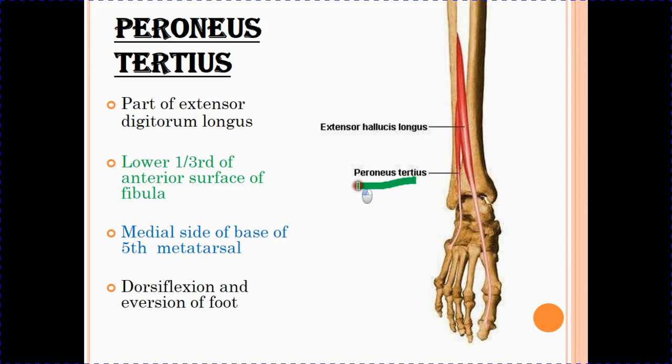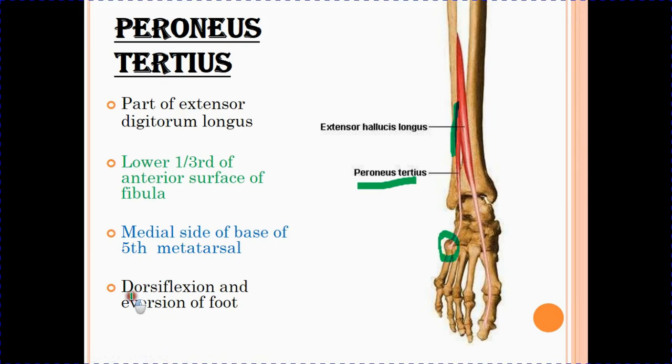The peroneus tertius muscle arises from the lower 1/3 of the anterior surface of the fibula. This is the lower one third of the anterior surface of the shaft of the fibula. It gives origin to the peroneus tertius. The tendon of the peroneus tertius is inserted into the medial side of the base of the fifth metatarsal. This is the fifth metatarsal, and you can see the tendon is inserted into the base of the fifth metatarsal.